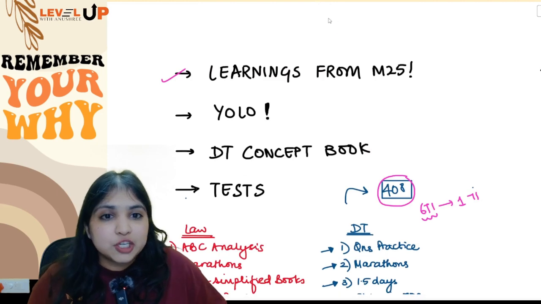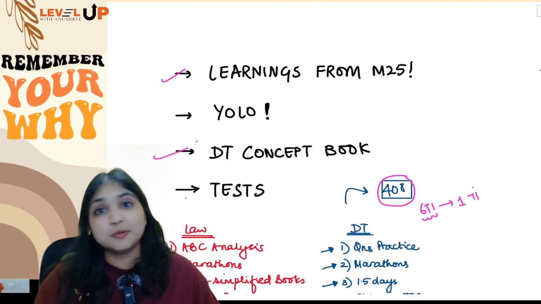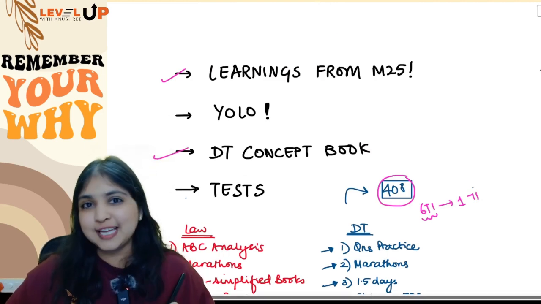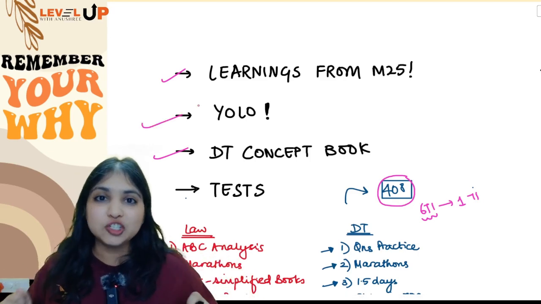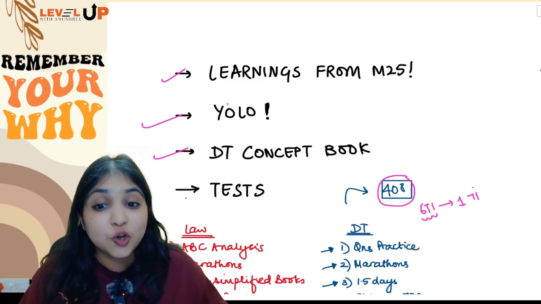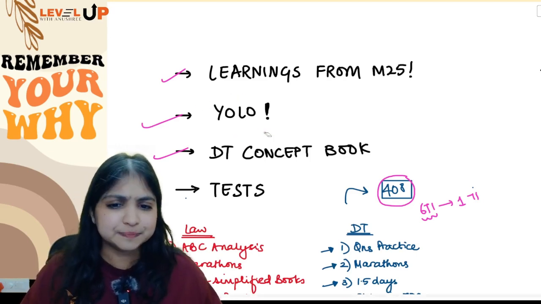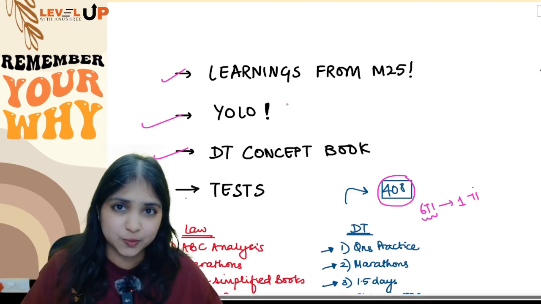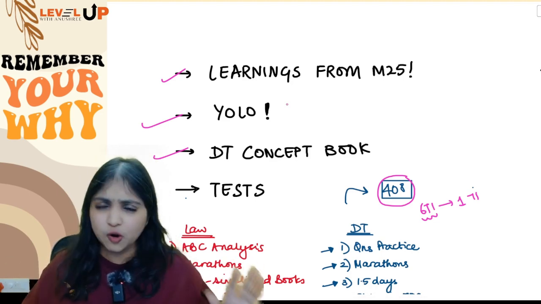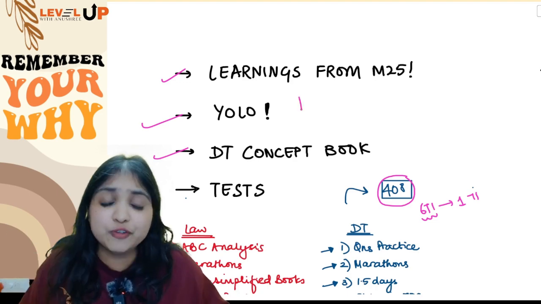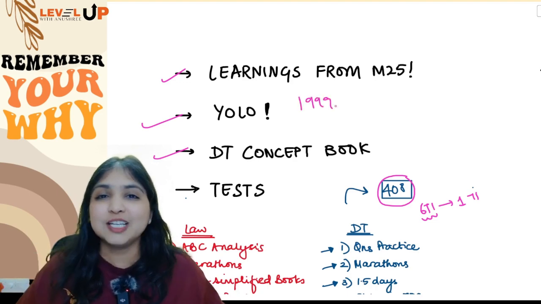So I've spoken to you about the first point. I've also spoken to you about the DT concept book. Now just 2 more points I have to talk to you about. One is this YOLO. This is a new thing that I've launched on my website. It stands for Your Own Learning Option. Here, you can avail any of my courses, the DT workout batch, the law full course, the DT full course, any of my courses for just 1,999 for a validity of 30 days.